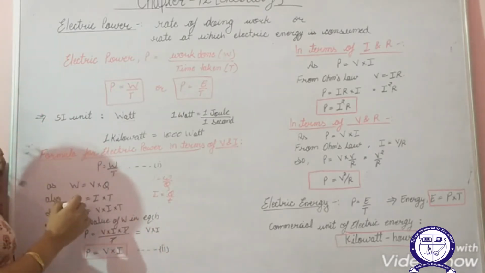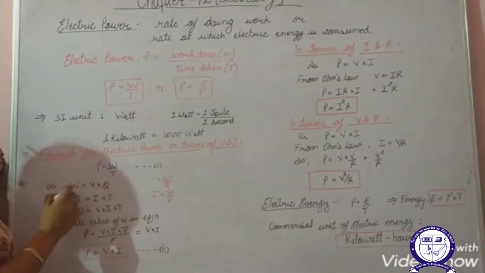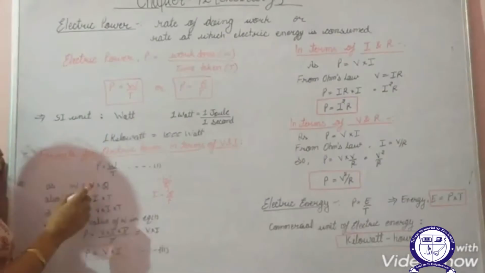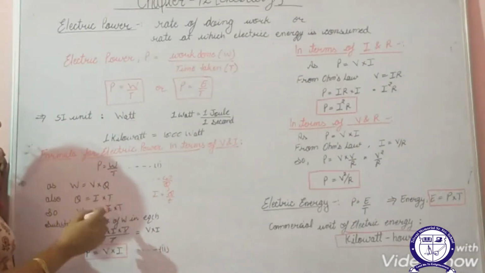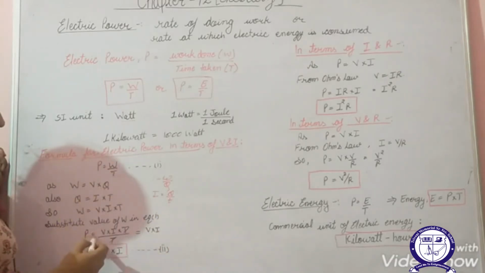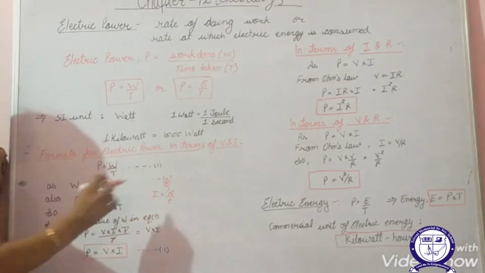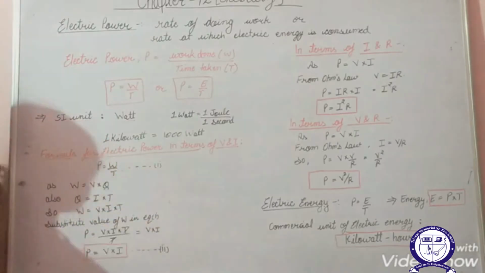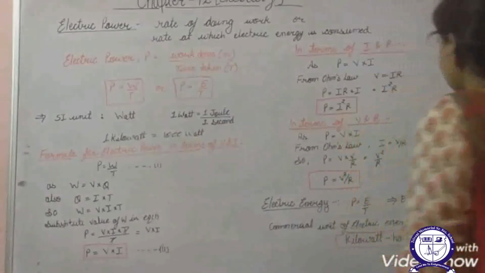Now we'll substitute this value of Q in the formula for work done. So what we'll get? Work done will be equal to V, and instead of Q, I can write I into T. Now we'll substitute this value of work done in this equation. So we'll get P is equal to V into I into T divided by T. T will get cancelled out. We'll be left with P is equal to V into I. This was the formula for power in terms of voltage and current.